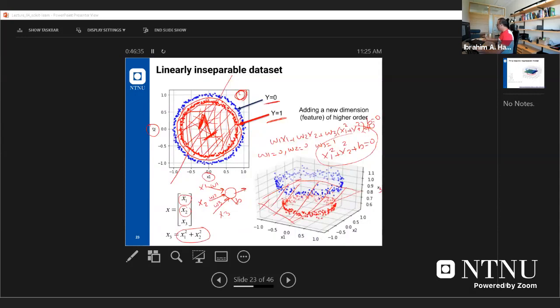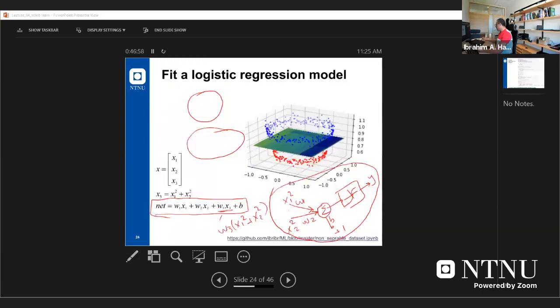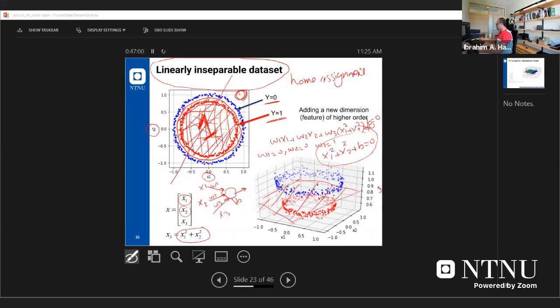Also, we need to try this problem in fact, on this linearly inseparable data set. So please write down, we need to have this one also as a home assignment. You need to generate a data set, data points. For this example, we need to plot the decision boundary. We need to find this one as a circle.